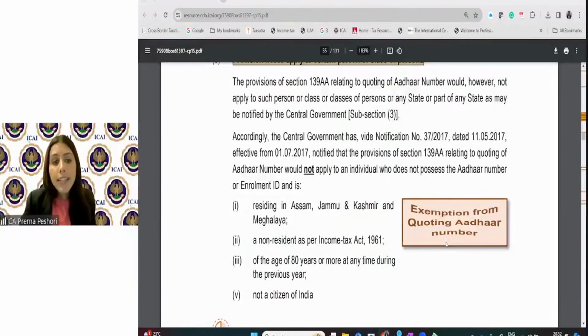A person more than 80 years of age is not required to obtain the Aadhar, or a person who is not a citizen of India is not required to obtain the Aadhar card. Yes, students, any questions? Fine. These are very, very simple topics. That's why I'm not spending too much time on them. These are self-explanatory as well.